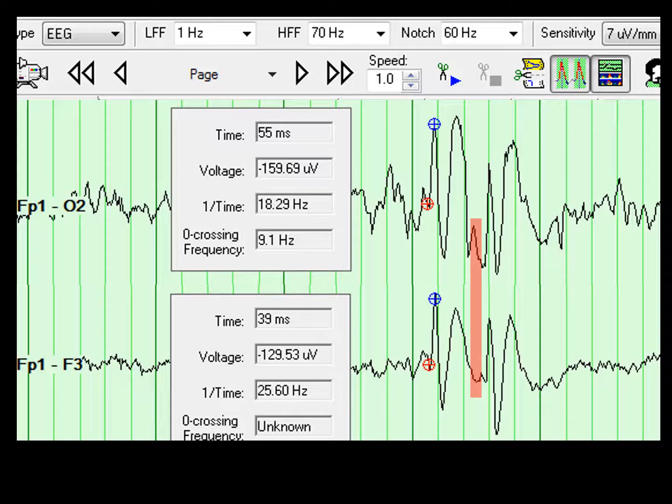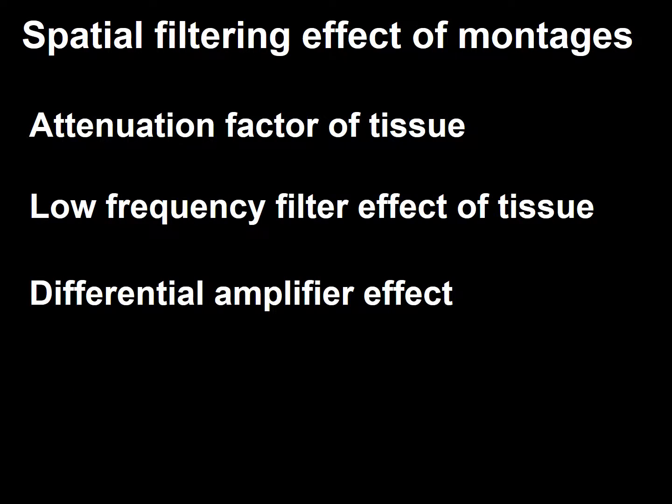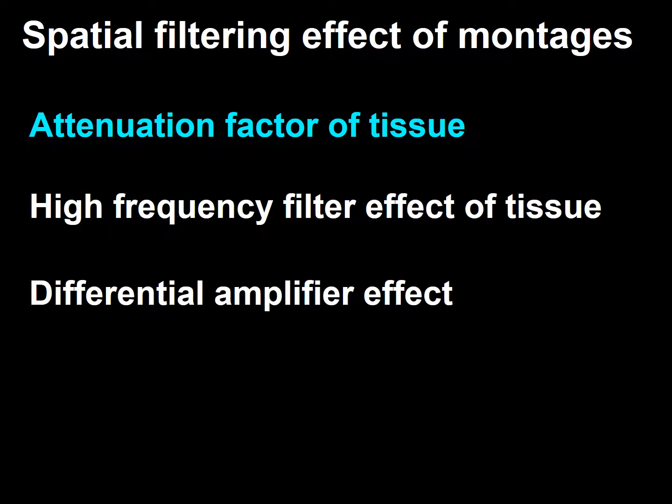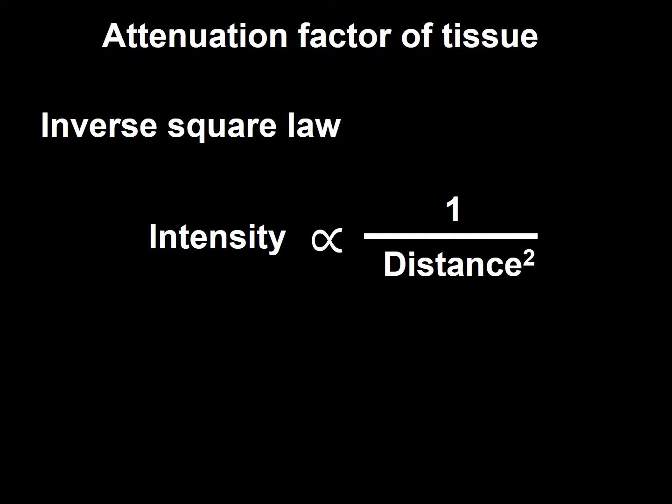You can also see the presence of a negative sharp wave in the FP1 to O2 channel that is absent in the FP1 to F3 channel. These changes are the consequence of the spatial filtering effect of montages as a function of distance. The first factor is the attenuation produced by the tissue itself. The effect of the attenuation factor can be summarized by the equation stated in this frame. The intensity of a signal is inversely proportional to the square of the distance from the source.